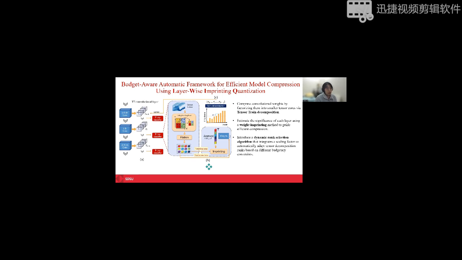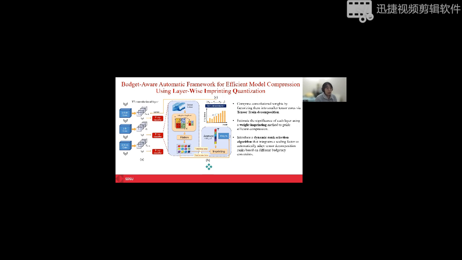Let's break down the approach a bit more. First of all, I've chosen to use a compact TT convolutional layer because it has stronger compression capabilities. Then I use a method called weight imprinting to evaluate the importance of each layer in the CNN. Finally, I've designed an automatic rank determination algorithm.